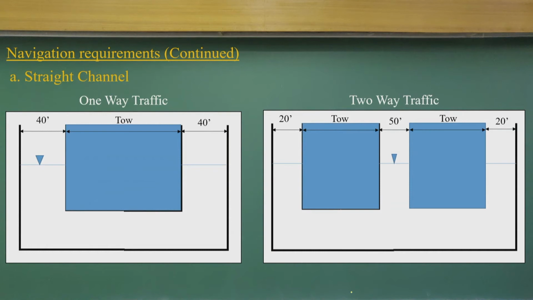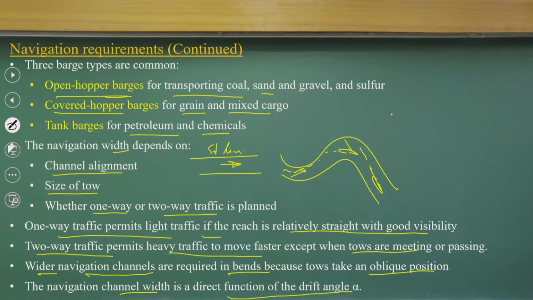What width is necessary? It is a very simple figure. If you look at one way traffic, with a tow, then you need to have 40 feet on both the left and right side. But if you have two way traffic, you need to have 20 and 50 feet, and then you will have both the tows. This is for straight channels. As I said, a straight channel is possible only for man-made canals, but for rivers we may not have straight reaches. So, we always have a bend.